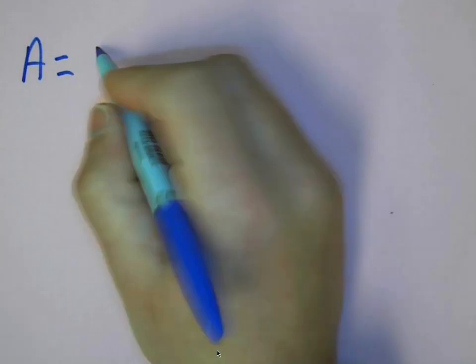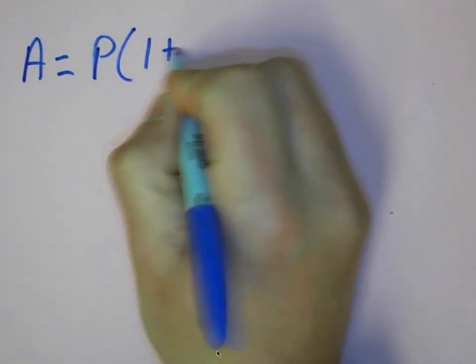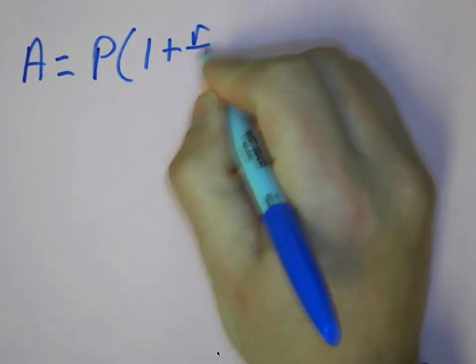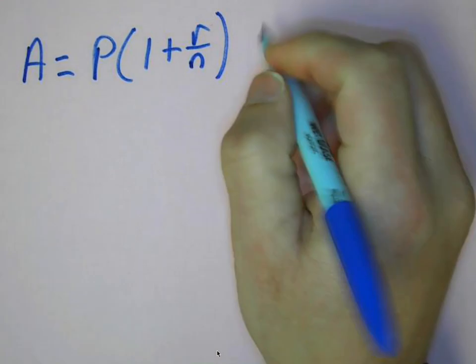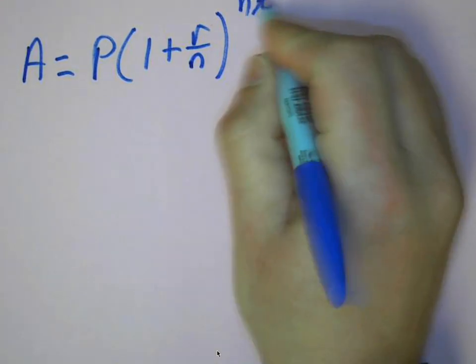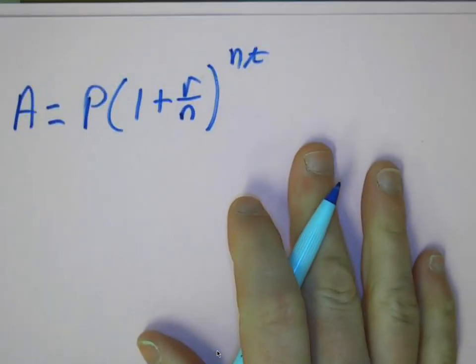Okay, today we're going to talk about compound interest, which is just a variation of exponential growth and decay. So the compound interest formula looks something like this. It's A equals principal times 1 plus the rate as a decimal over how many compoundings, to the nt. So what does all this represent?